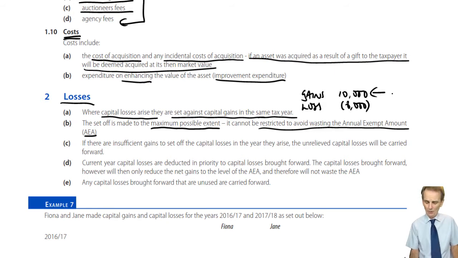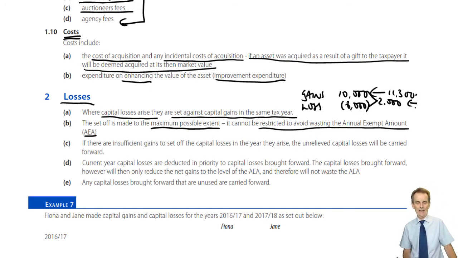What do we have available? We have an AEA of 11,300 that will more than eliminate that gain. Our taxable gains would be nil. If I yield that loss this year, my net gains are £2,000, more than a gain covered by our AEA. You have wasted that loss. You have used 8,000 loss to go against a gain, no part of which would otherwise have been taxable.